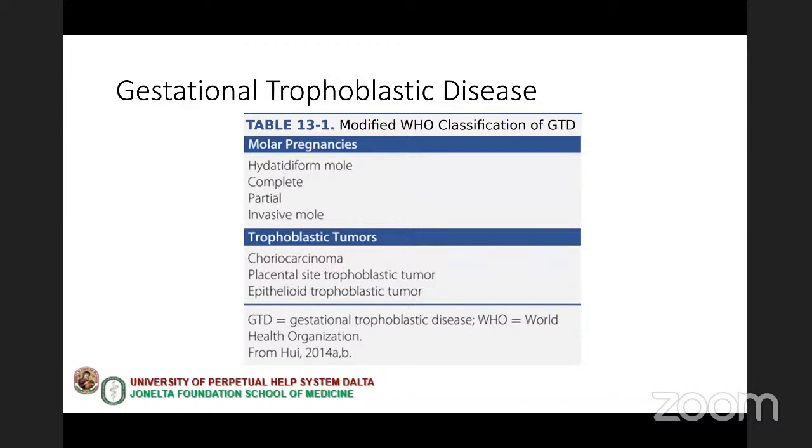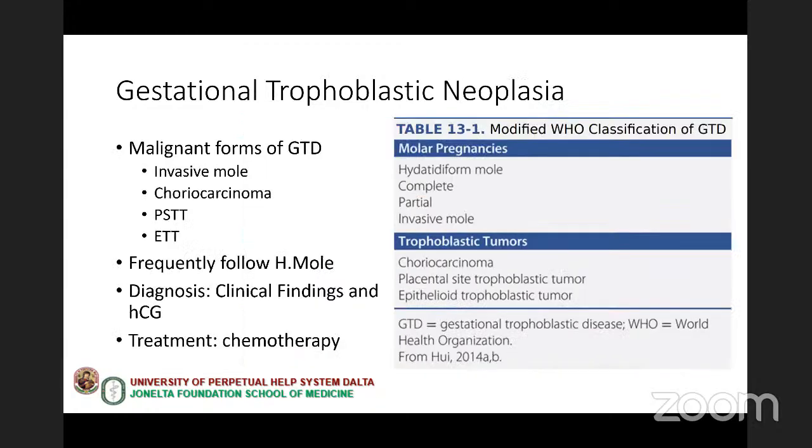So this is a table which shows the classification of your GTD as classified by the WHO. So your molar pregnancies would be your hydatidiform mole, whether complete or partial, invasive mole, and trophoblastic tumors such as your choriocarcinoma, placental site trophoblastic tumor, and your epithelioid trophoblastic tumor.